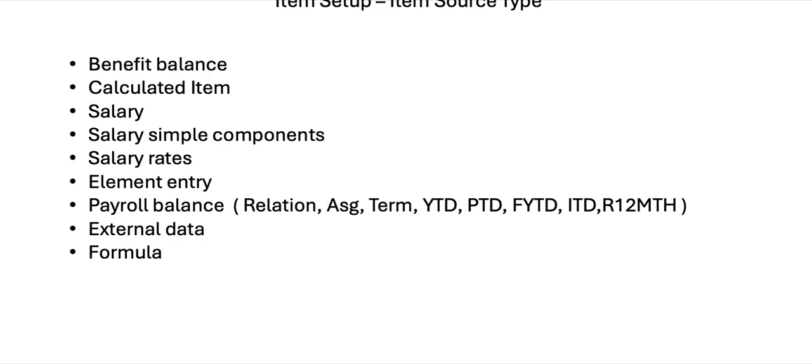The benefit balances bring the value from the benefit balances. Calculated item is not a different source of the item. It allows you to take a different item and make a calculation, say monthly salary into 12. You can have a calculation with a number; it does not necessarily have to come from a different item.